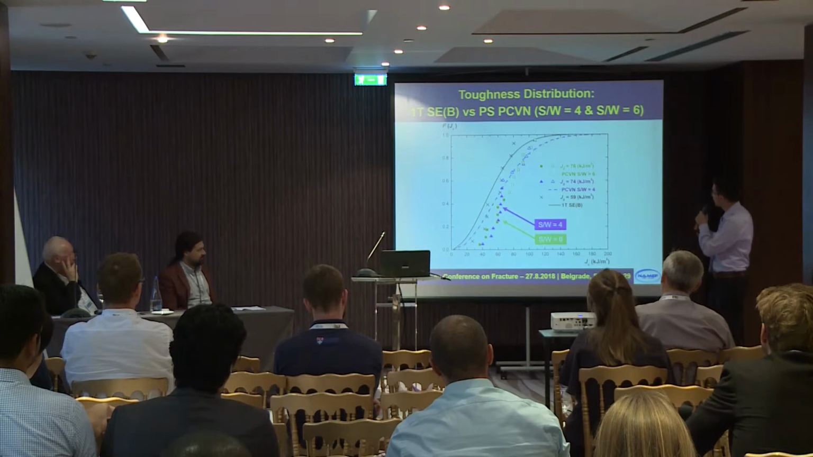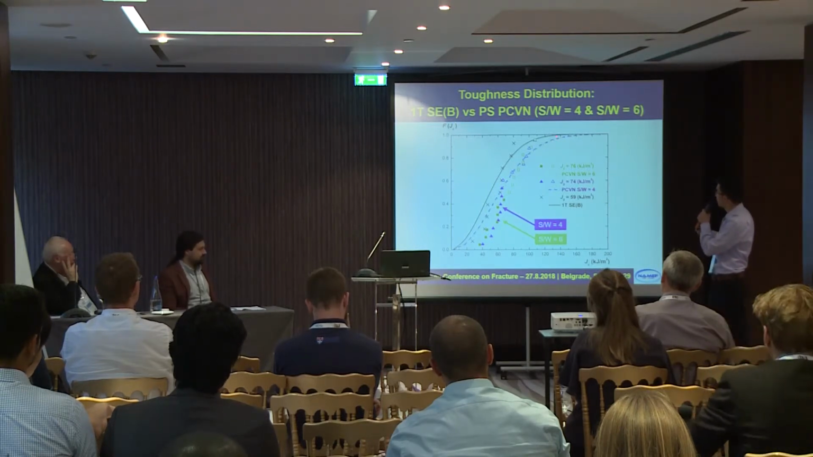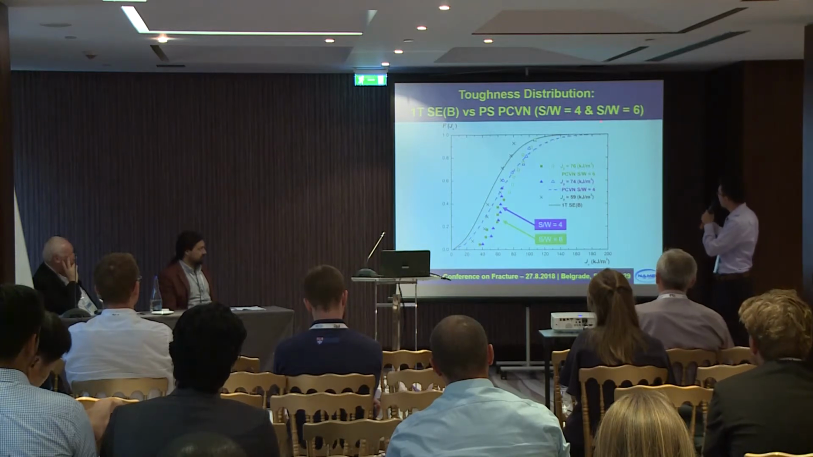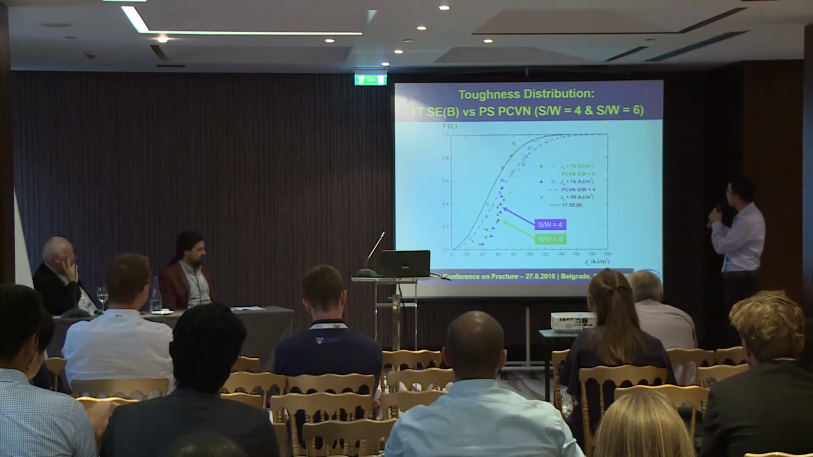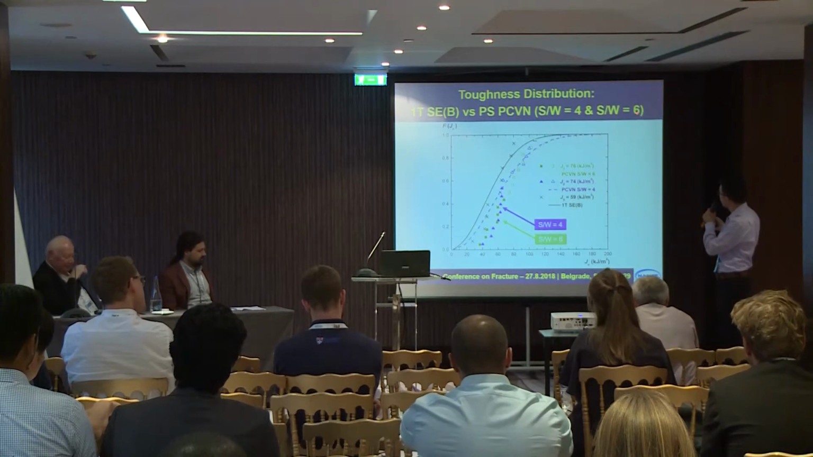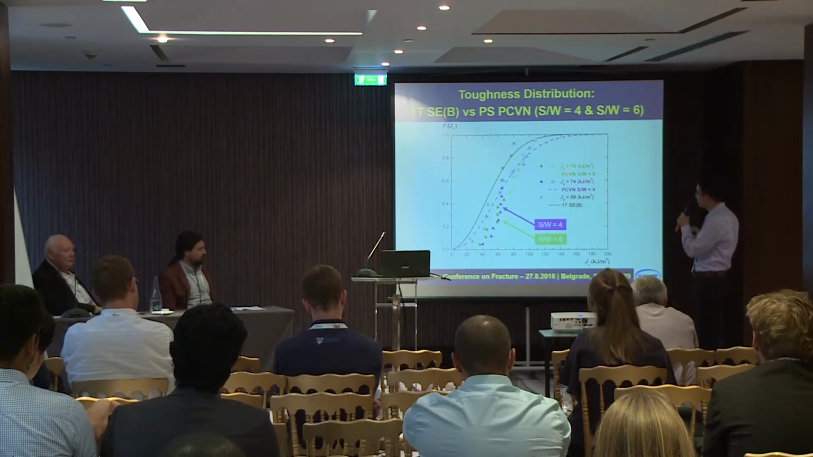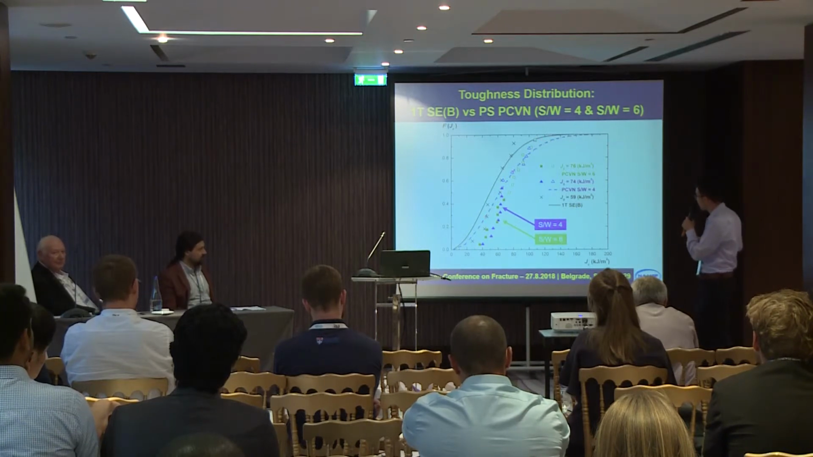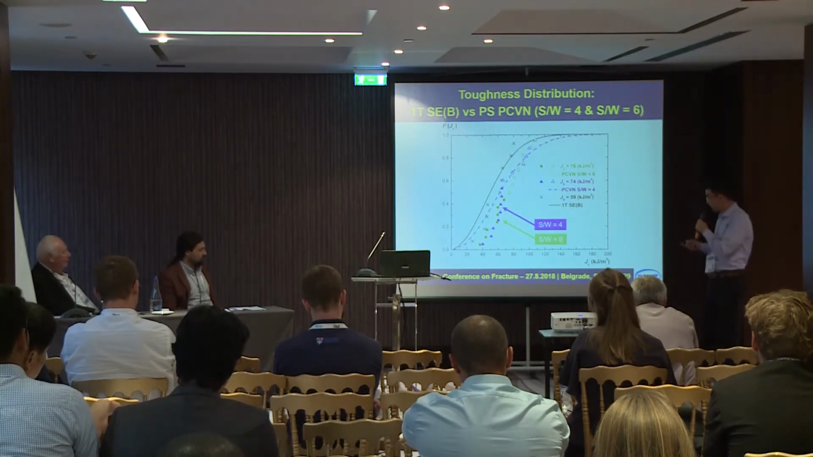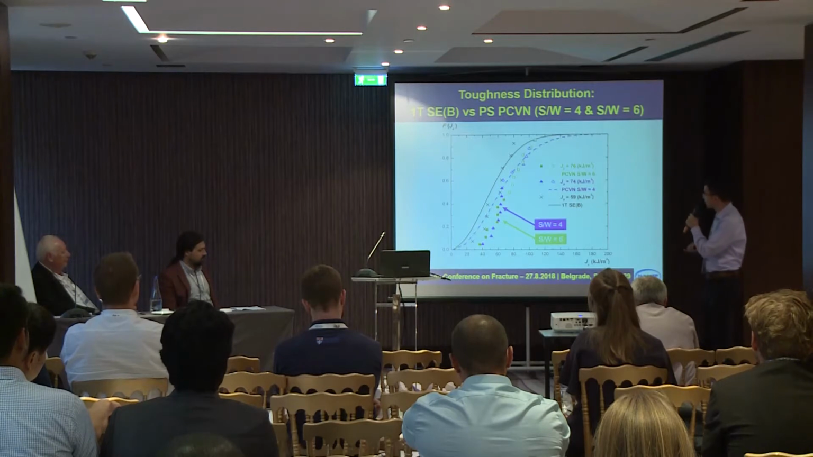And here we can observe that the toughness distribution of the plane-sided PCVN with S over W equals 4 and the toughness distribution of the plane-sided PCVN with S over W equals 6 are both shifted to the right with regard to the standard configuration, which consequently provides a higher characteristic toughness.